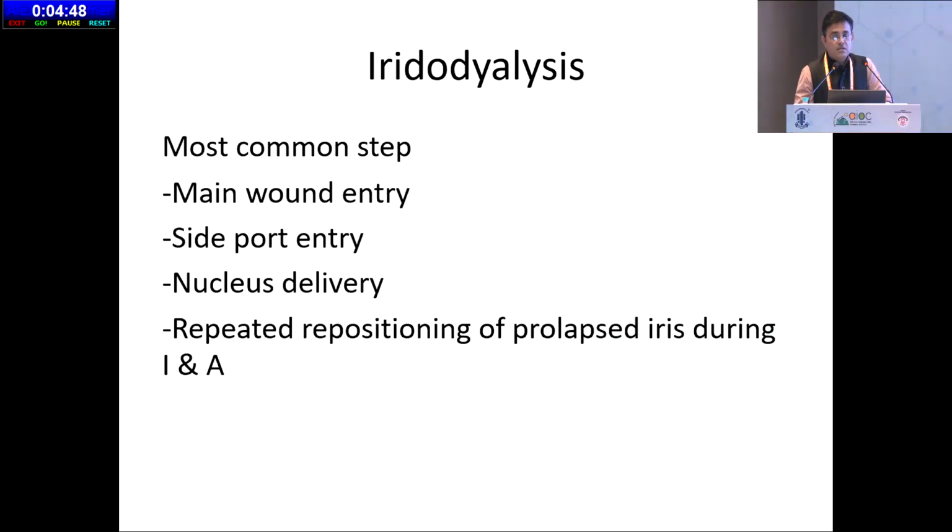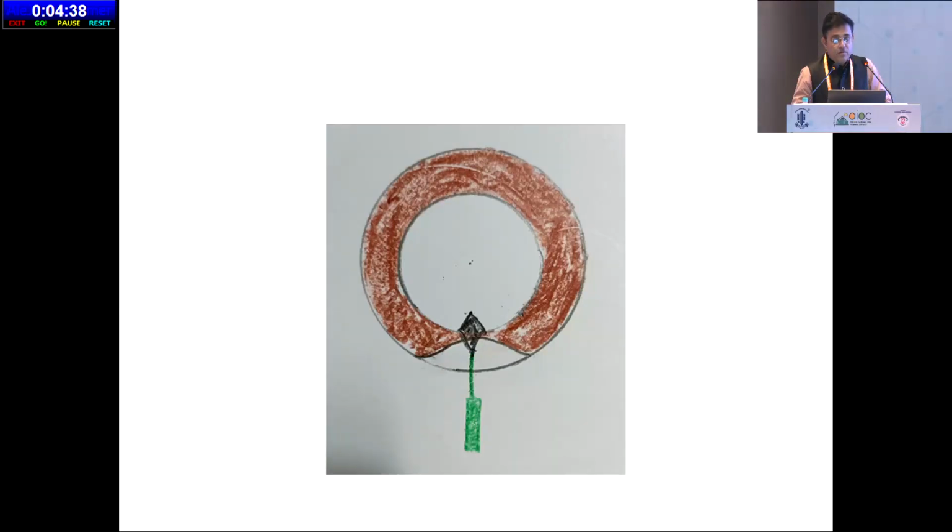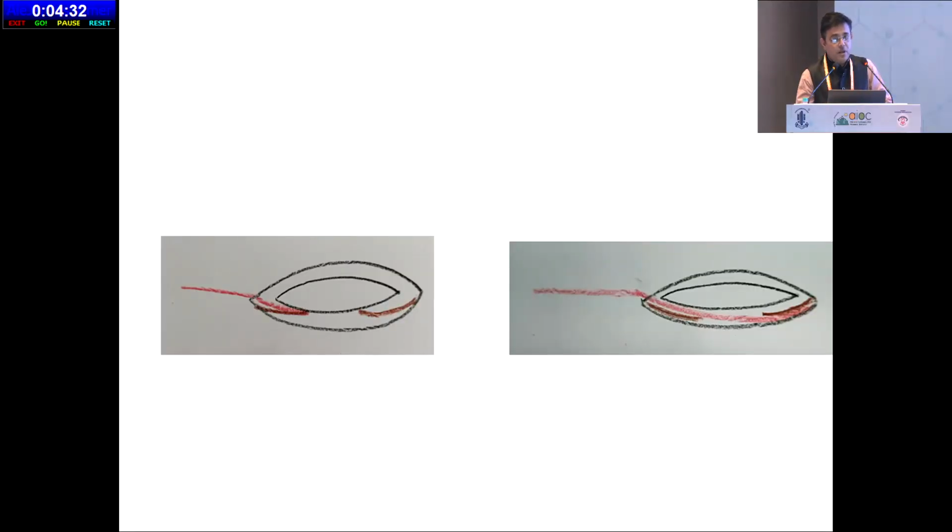Then the next complication is iridodialysis. The most common steps where iridodialysis happens are while making the main wound entry, while making the side port entry, and during nucleus delivery. While making the main port entry, you can push the iris with your crescent or a keratome. While doing the nucleus prolapse, you can engage the iris, either the inferior part or the superior part, and pull it along. You can cause an inferior iridodialysis, you can cause a superior iridodialysis. This is a very common iridodialysis situation in young residents.